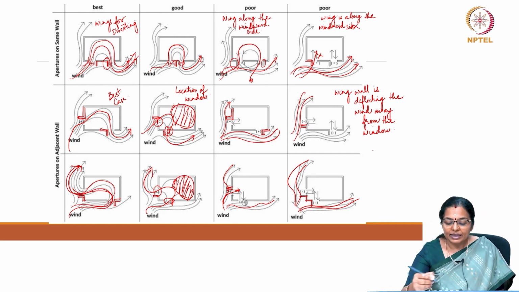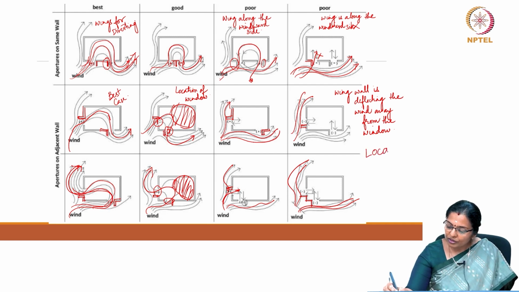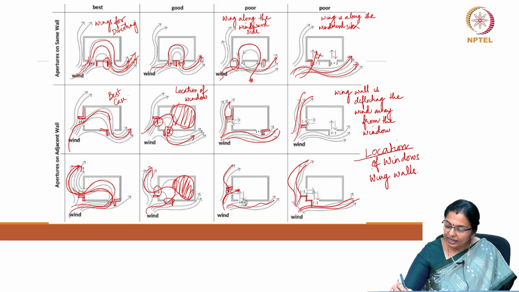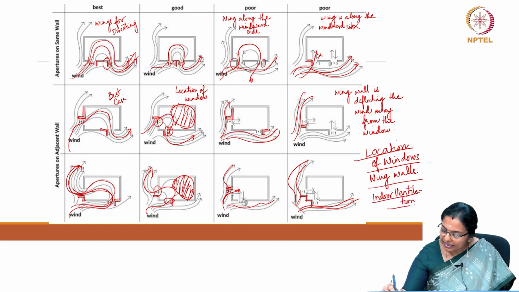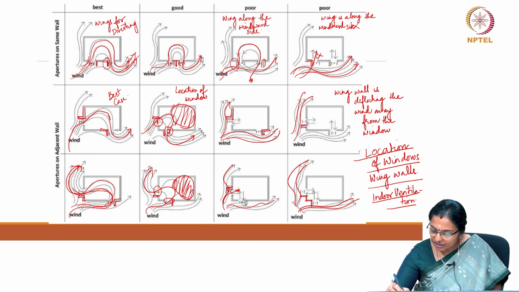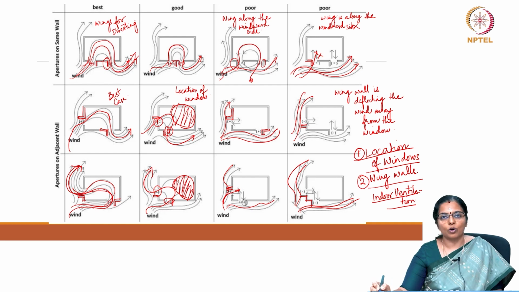So, in this class, we have seen the significance of the location of windows and the role of wing walls in enhancing indoor ventilation. So, how indoor ventilation is enhanced due to the location of windows and use of wing walls.